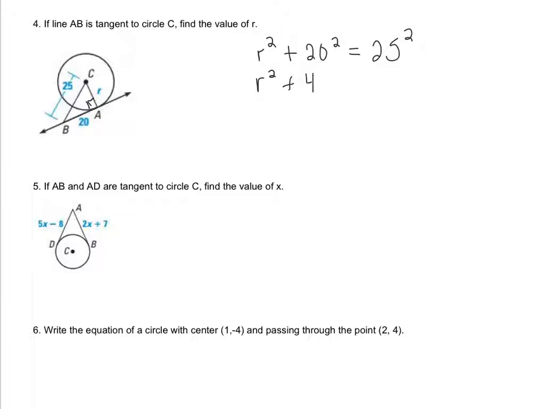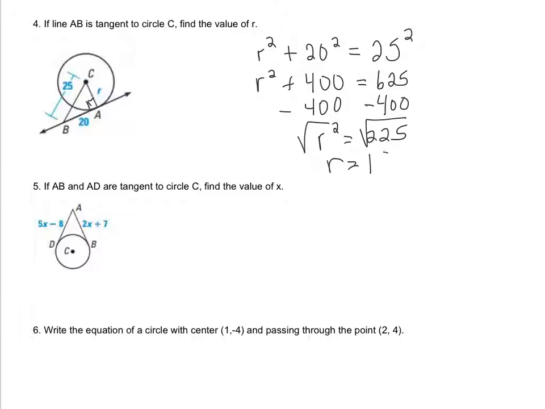So r squared plus 400 equals 25 squared, which is 625. So now we're just really solving for r squared. I'll subtract 400 from both sides, which is going to give me 225. So R is 15. So again, if it's tangent, we know it has that 90, so we can use the Pythagorean theorem.